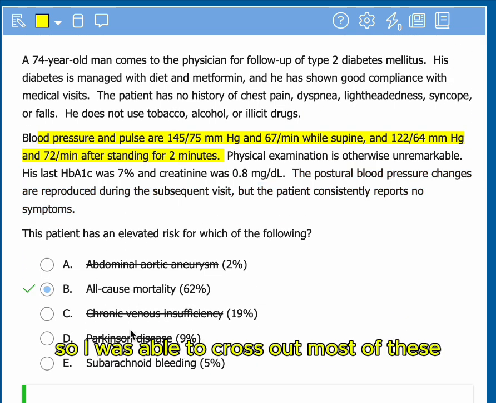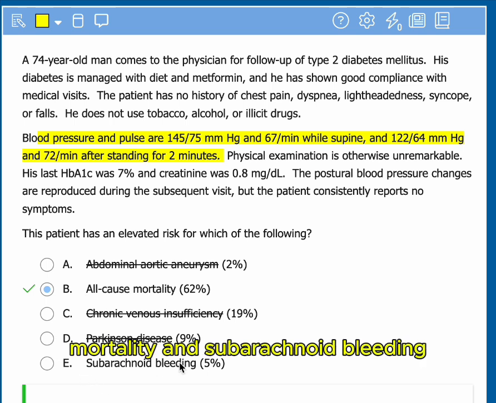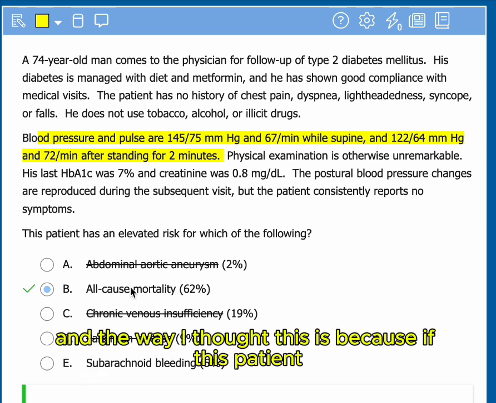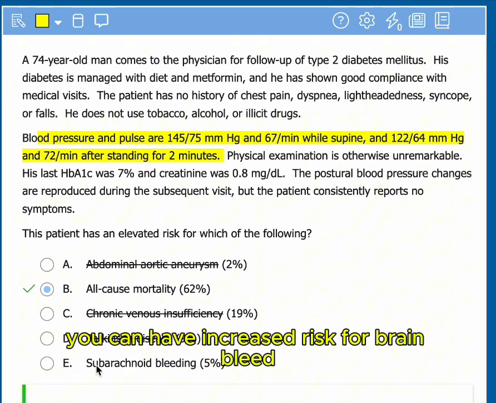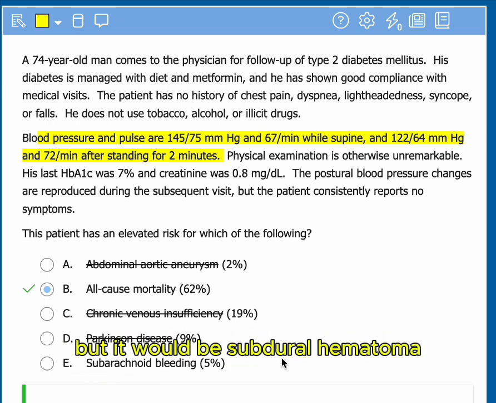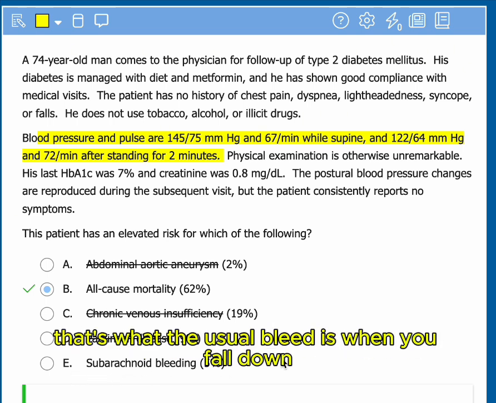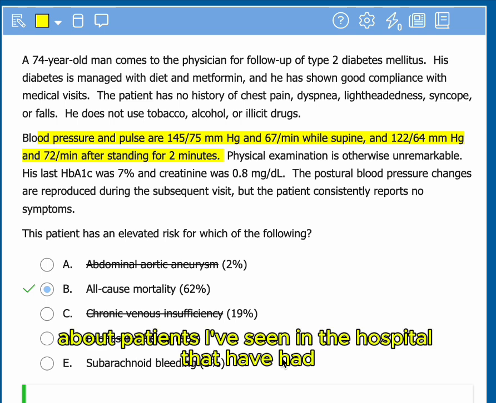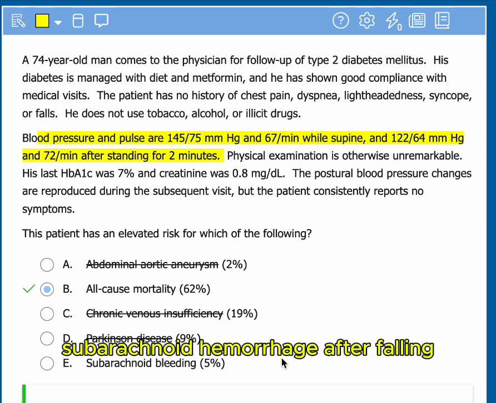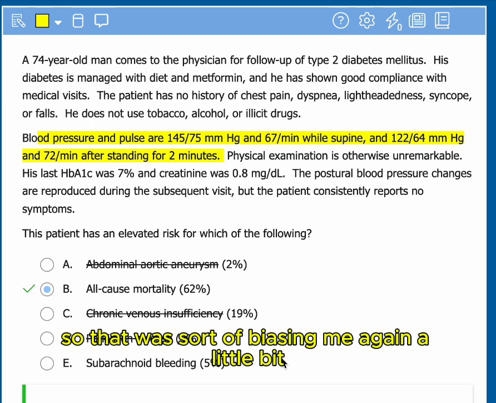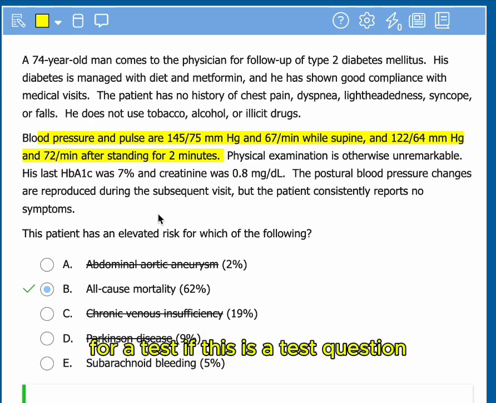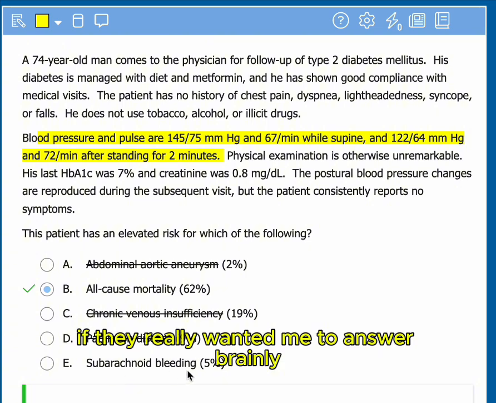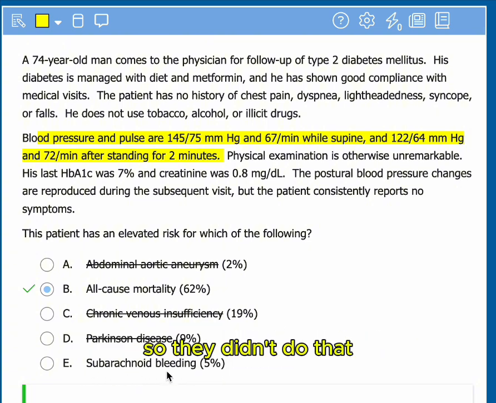I was able to cross out most of these, but I was on the fence between all-cause mortality and subarachnoid bleeding. The way I thought about it is that orthostatic hypotension increases your fall risk. If you fall, you can have increased risk for a brain bleed. But I thought to myself, oh, but it would be a subdural hematoma. That's what the usual bleed is when you fall down. Then I thought about patients I've seen in the hospital that have had subarachnoid hemorrhage after falling. So that was sort of biasing me a little bit. But in the end, I thought, if this is a test question and they really wanted me to answer brain bleed, they would have said subdural hematoma. They didn't do that, so I went with all-cause mortality, and that was the right answer.